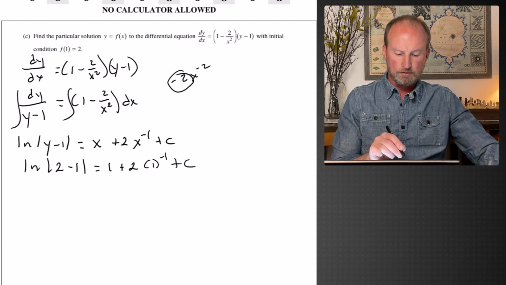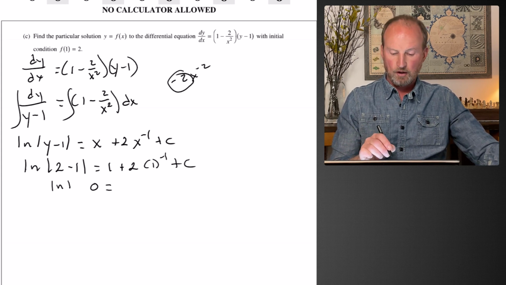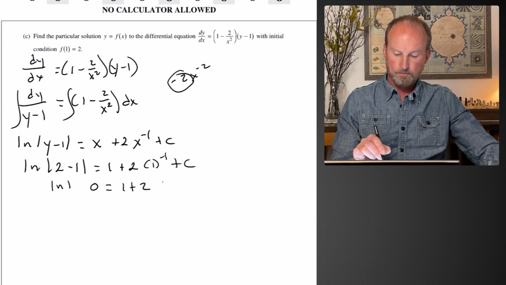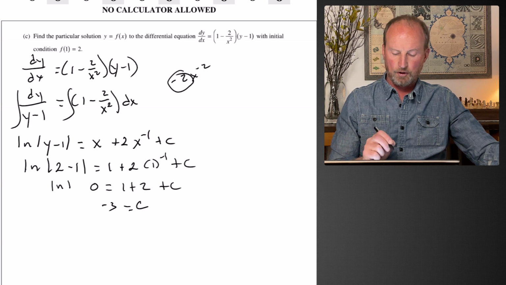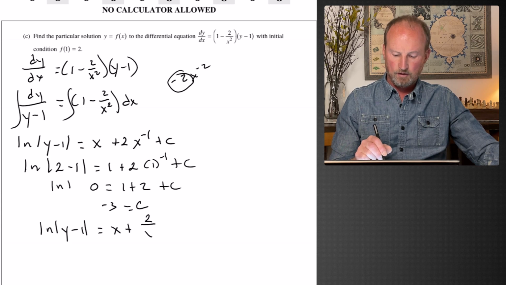So natural log of 1 is 0. So that becomes 0 equals, 1 to any power is just 1. So 1 to the -1 just means 1 over 1. So that just is a 2. 2 plus 1 is 3. Subtract 3. C equals -3. Equation: ln of y minus 1 equals x plus, I'm going to rewrite that as 2 over x. And c was a -3.